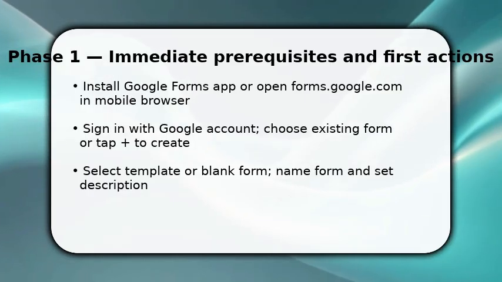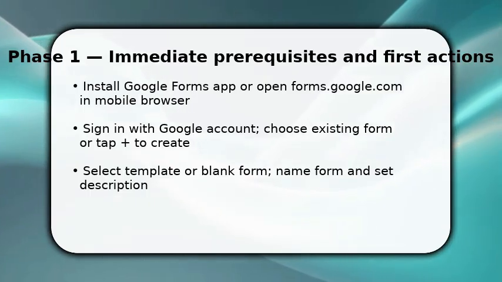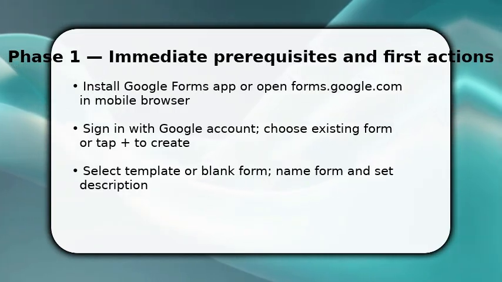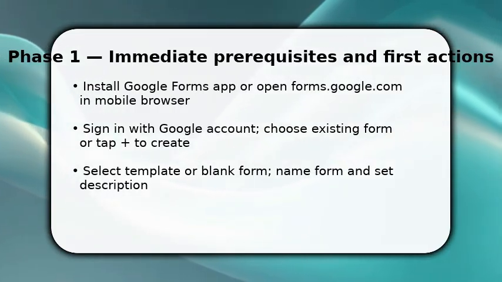You start by opening Google Forms on your phone. Sign in with the Google account you plan to use. Once done, either pick an existing form or tap the plus icon to create a new one.